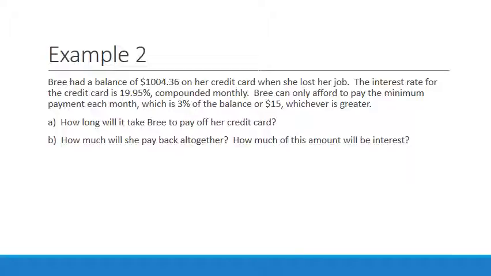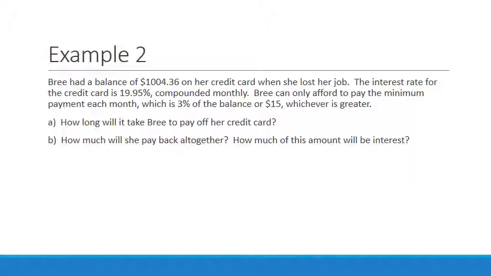All right, example 2. Bree had a balance of $1,004.36 on her credit card when she lost her job. The interest rate for the credit card is 19.95%, compounded monthly. Bree can only afford to pay the minimum payment each month, which is 3% of the balance or $15, whichever is greater. Part A, how long will it take Bree to pay off her credit card?